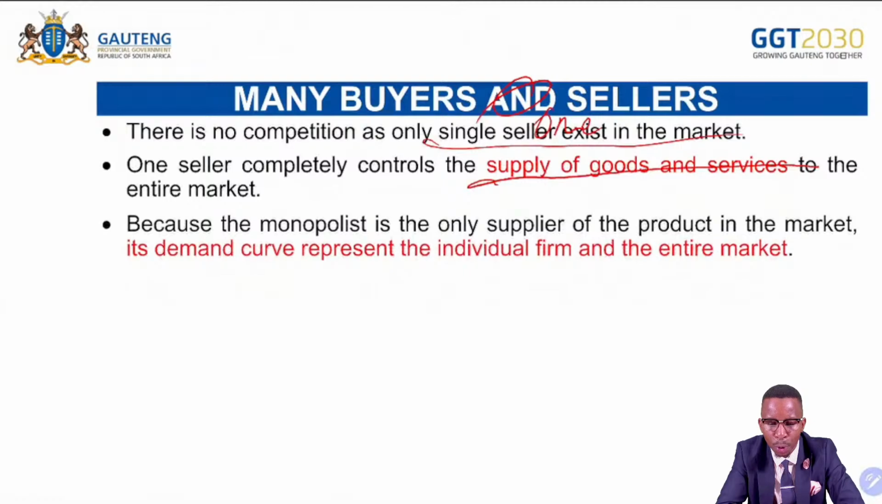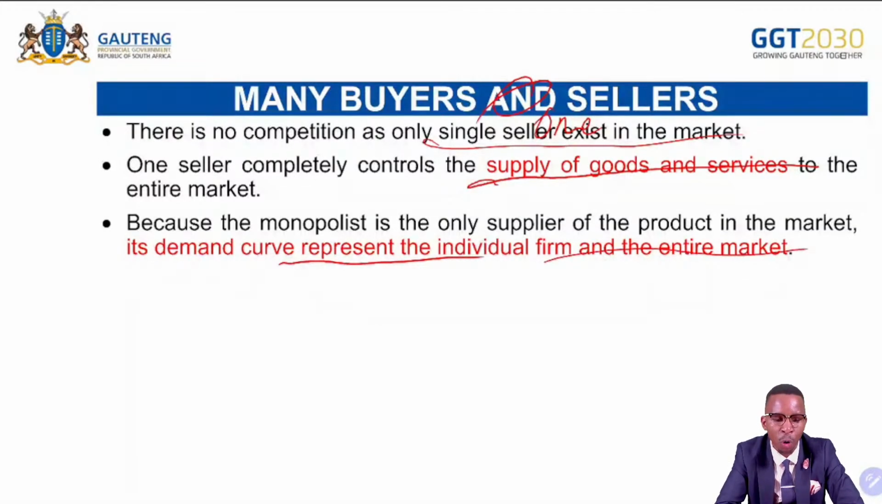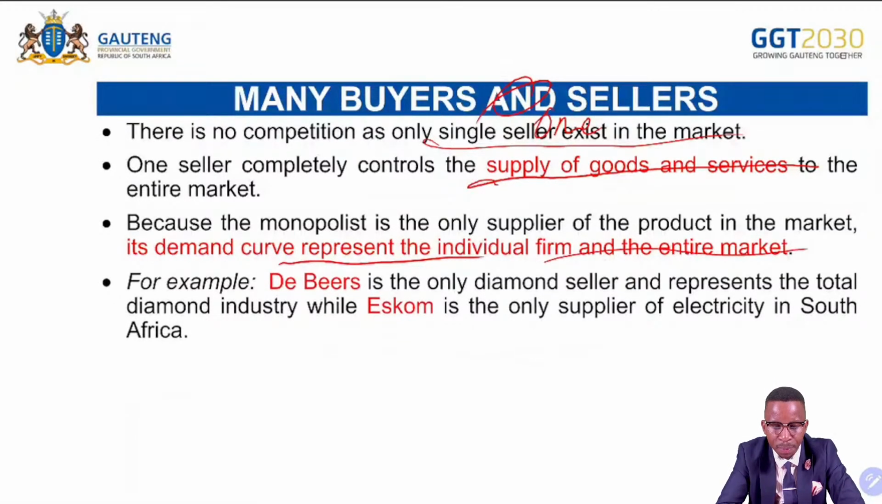Because the monopoly is the only supplier of the product in the market, its demand curve represents an individual firm as well as the entire market, like I mentioned before on the demand curve. For example, DBS is the only diamond seller and represents the total diamond industry, while Eskom is the only supplier of electricity and represents the entire electricity industry in South Africa.